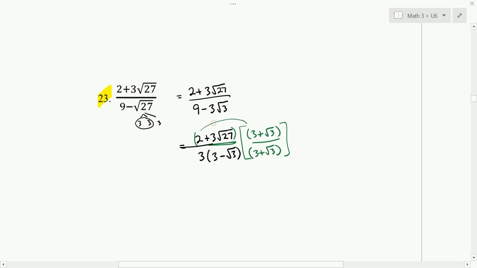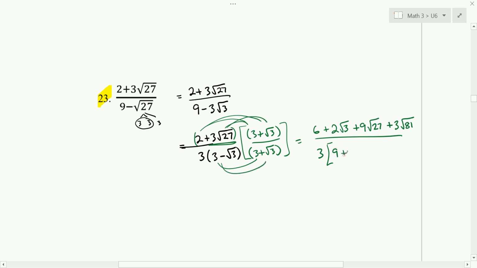So, multiplying this through, 2 times 3 is 6. 2 times root 3 is 2 root 3. 3 root 27 times 3 is 9 root 27. And 3 root 27 times root 3 is 3 square root 81. All over 3 times 3 is 9, 3 root 3 minus 3 root 3 minus root 9.